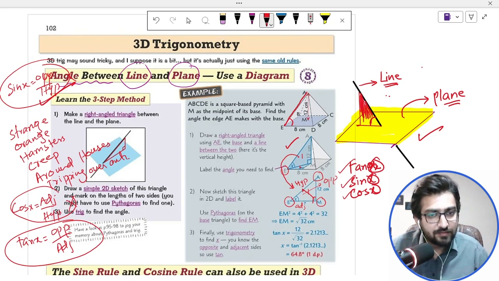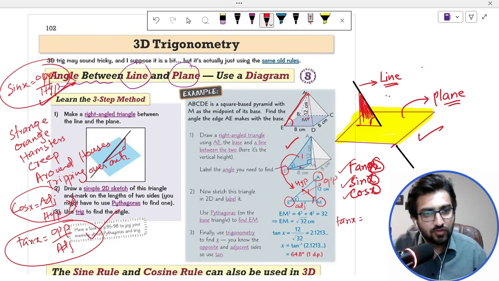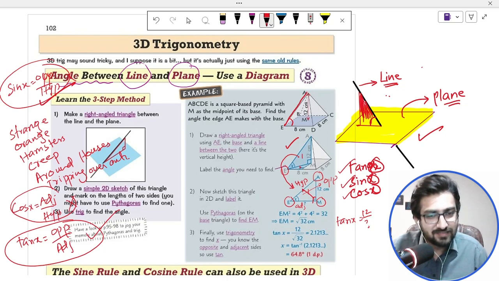So now we can apply tan x, right? Tan x is opposite by adjacent. Opposite is 12, adjacent is not given. What to do now to find out EM? This line is EM, not given. The height is given, 12, you can see it written here. That is given 8, but EM is not given. So what to do with EM?